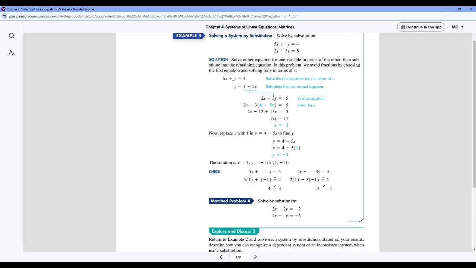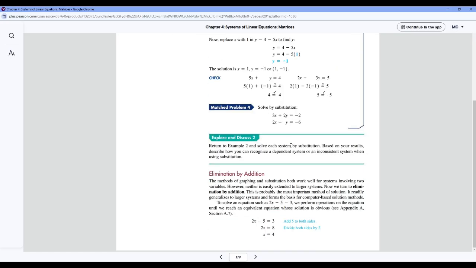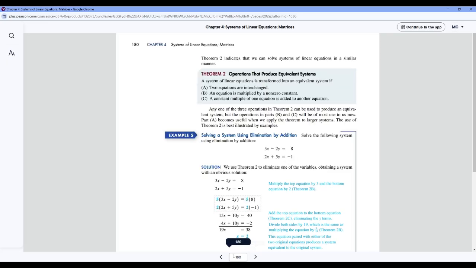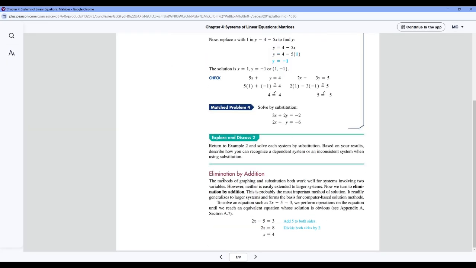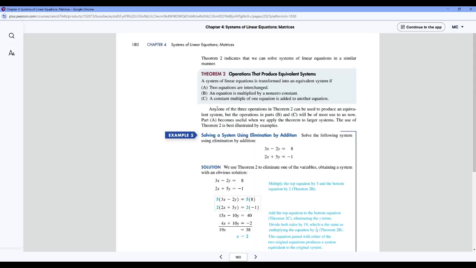and they're just going to go through solving it algebraically by plugging one into the other. Oh, what was this? Was this elimination? Elimination by addition is when you put two equations on top of each other and then eliminate a variable. Here you go. There are operations that produce equivalent systems. A system of linear equations is transformed into an equivalent system if the two equations are interchanged, an equation is multiplied by a non-zero constant, or a constant multiple of one equation is added to another equation.